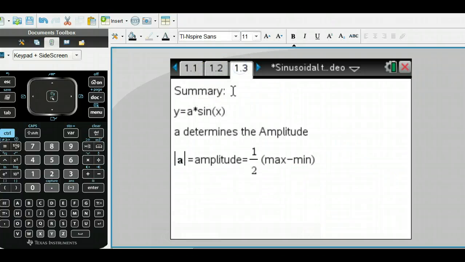All right, then in summary, y equals a times sine of x. A determines what we call the amplitude. Amplitude is always positive, and so the absolute value of a is equal to 1/2 the max minus the min. It's 1/2 that full distance. It's not that full distance.